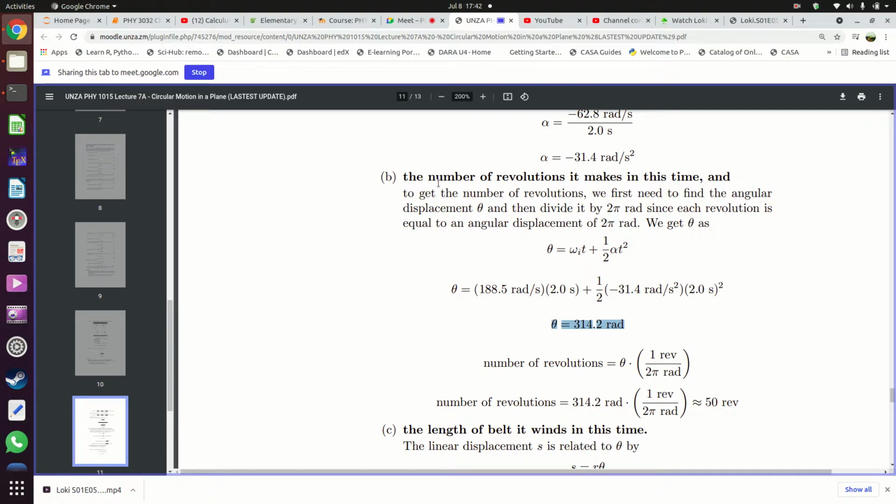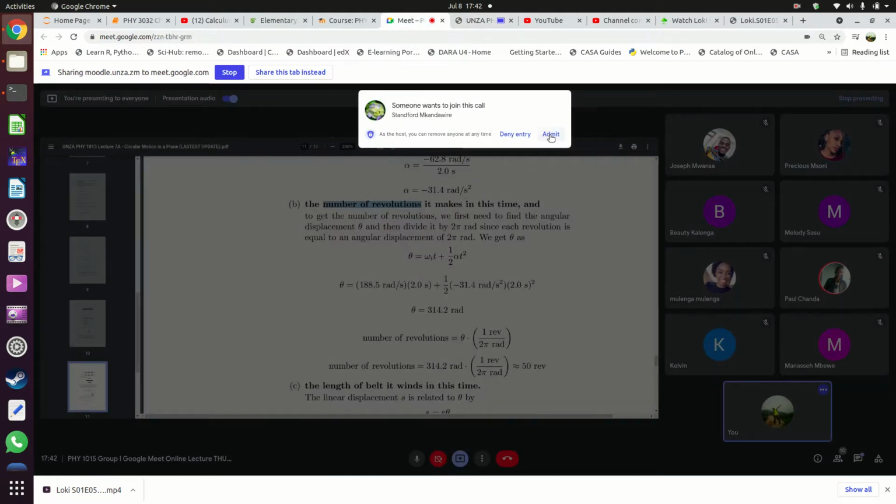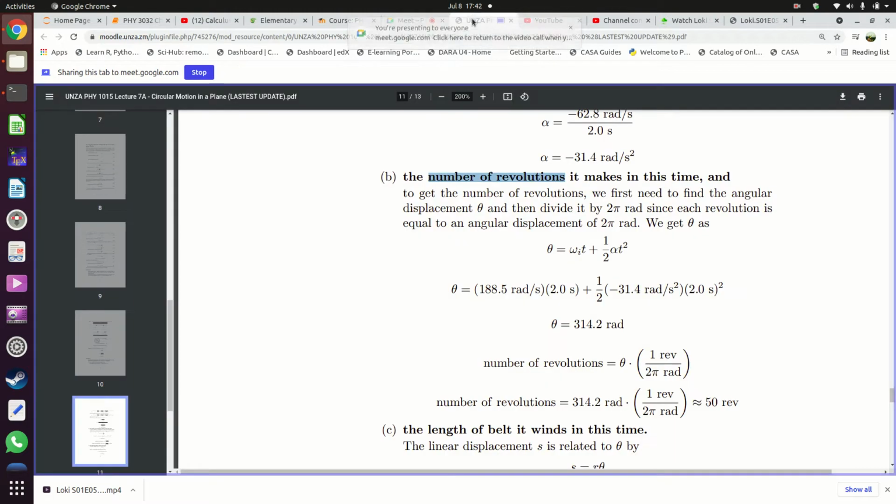The question is looking for the number of revolutions. How many revolutions? What we have is the displacement in radians. Now we know something about revolutions and radians. We know that 1 revolution is equal to 2 pi radians. So if you want to find the number of revolutions, we multiply our angular displacement, whatever it is, by 1 revolution divided by 2 pi radians. So we multiply it by this factor.